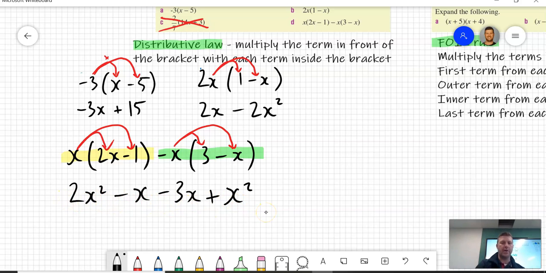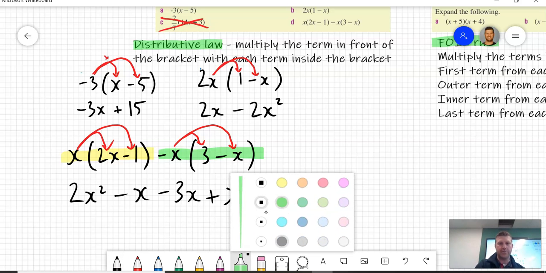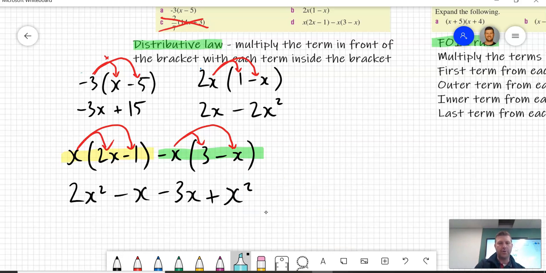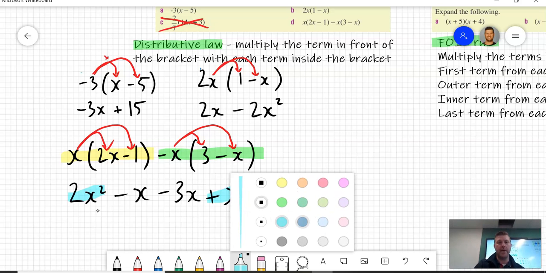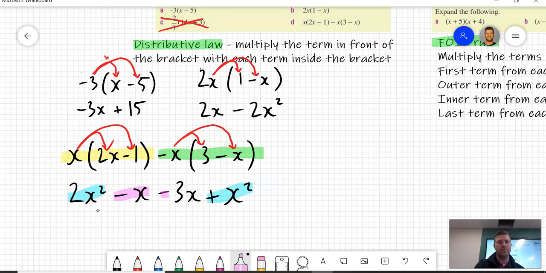Yes? Alright, so let me get my highlighter out and change colour. Let's do a light blue. Who can tell me which terms are like terms? Lily. 2x squared and positive x squared. And are there any other ones? Negative x and negative 3x. Alright, so we can collect those like terms. And we're going to collect them based on whether they're positive or negative terms. We're just going to add or subtract them based on that.